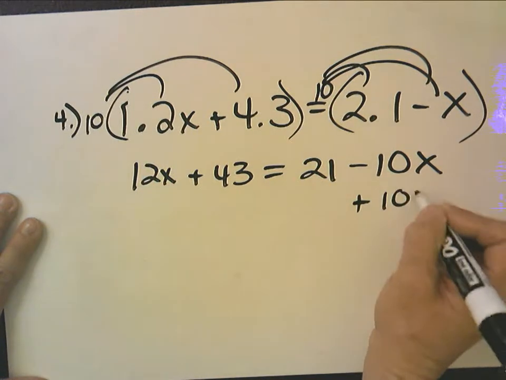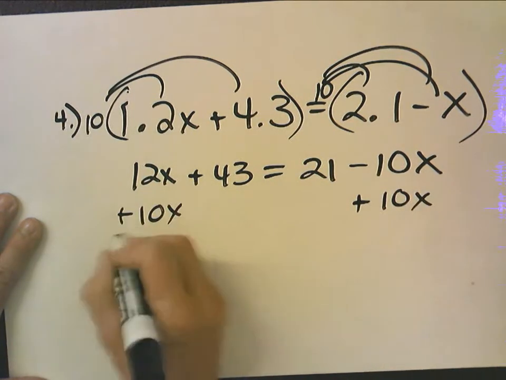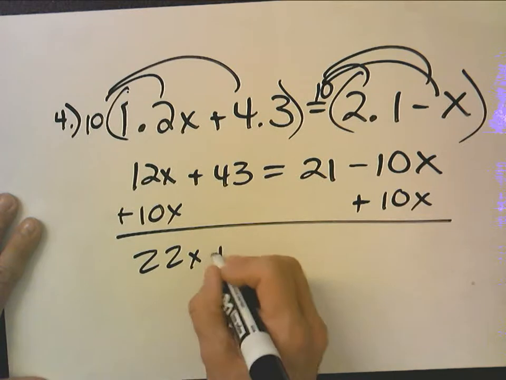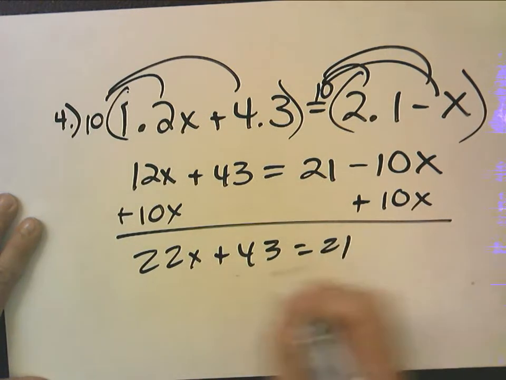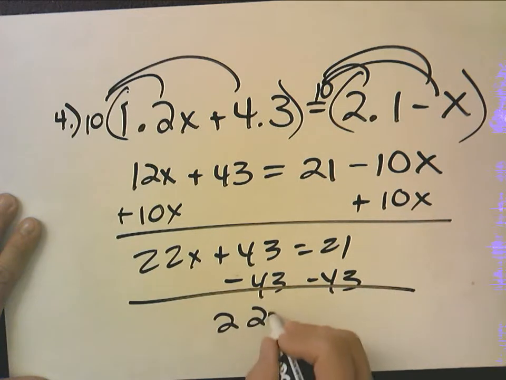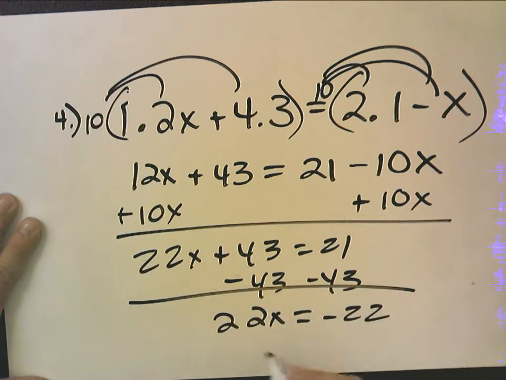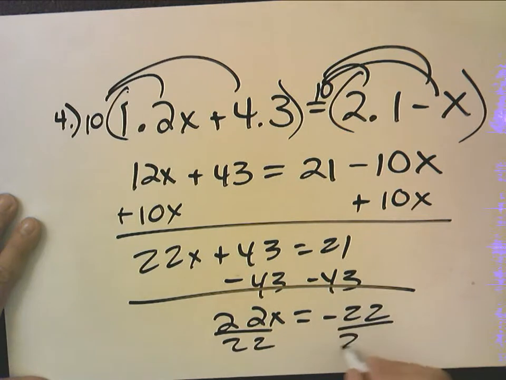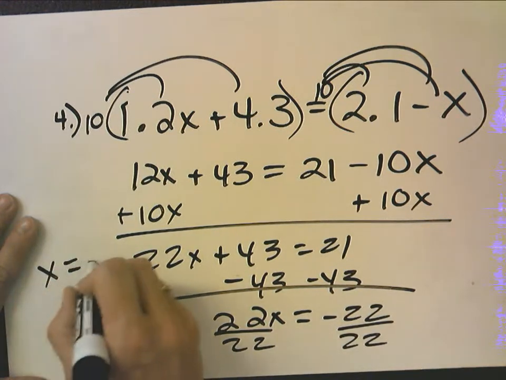Now I'm going to add x to both sides. Subtract 43. And I get 22x equals negative 22. Divide by 22. x equals negative 1.